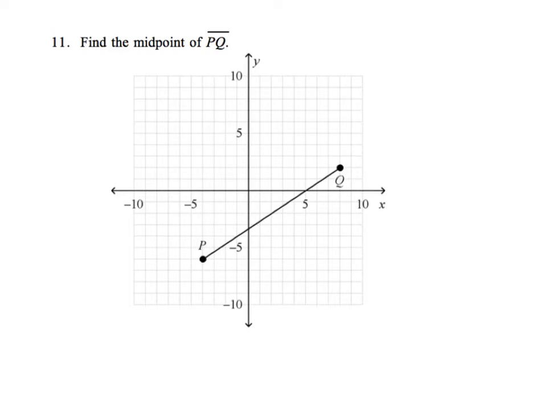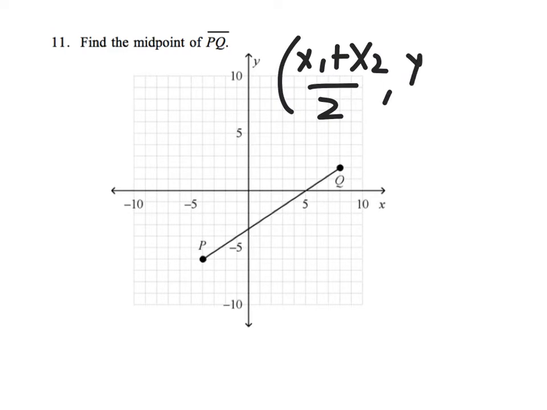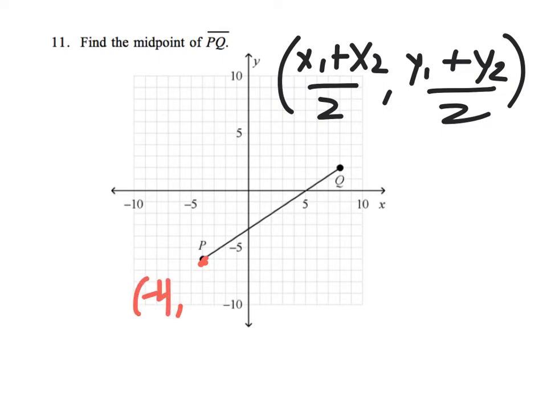All right, for number 11, we're finding the midpoint of PQ. Remember our midpoint formula, we're trying to find the point that's in the middle: x1 plus x2 divided by 2, so add your x's, divide by 2, and y1 plus y2 divided by 2. My point P is right here. Its coordinates are, we go over -4, down -6. Q, you go over 5, 6, 7, 8, and up 2.